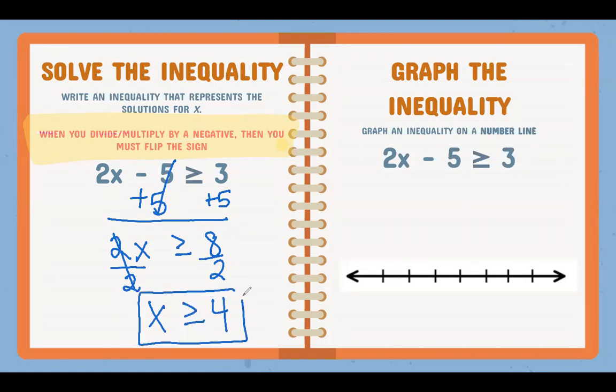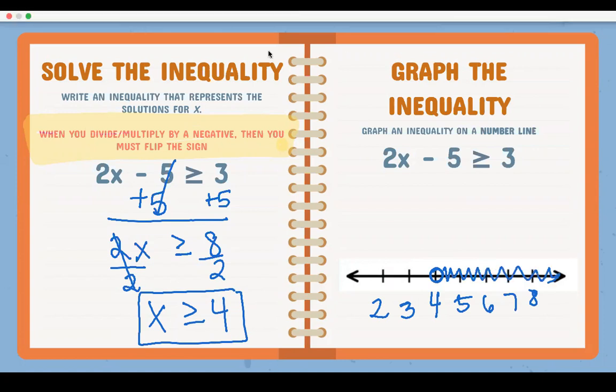There's my solution. And to graph this, I'm going to put 4 here, 5, 6, 7, 8, 3, and 2. If x is greater than or equal to 4, I'm going to have a circle here, and x is greater than, which means all of these solutions here.